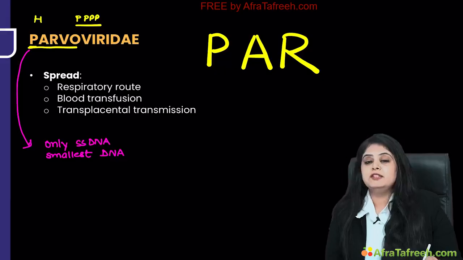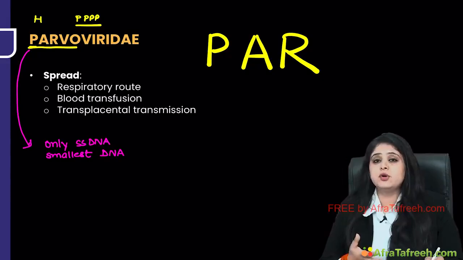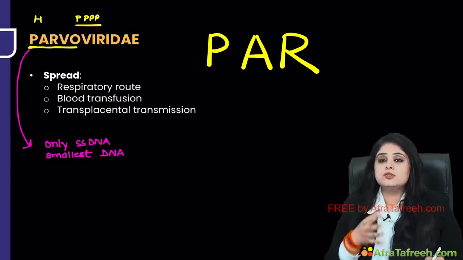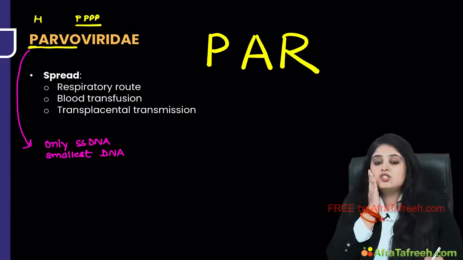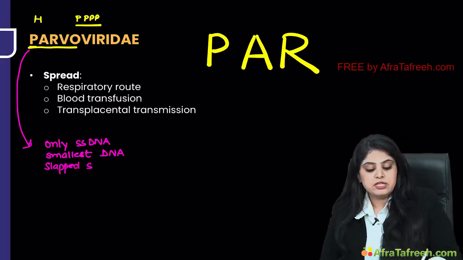Apart from that, please note that Paro was left alone. She did not have Devdas. She's single-stranded. She's smallest. So she's crying a lot. Because she was crying a lot, she started having red-colored cheeks. And what is that appearance known as? That is known as the slapped cheek appearance.